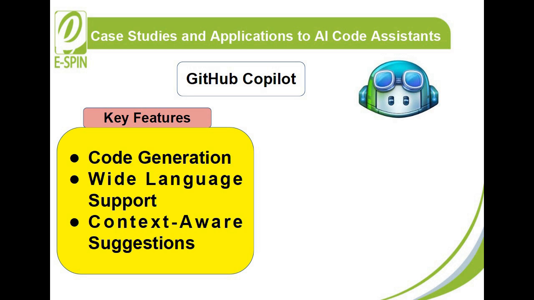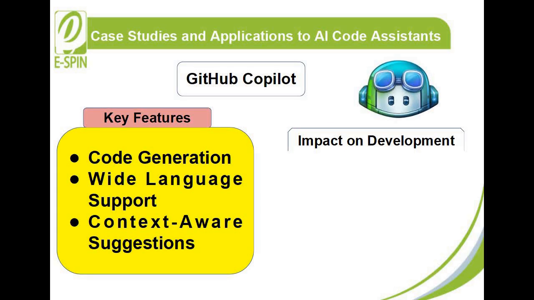making it versatile for developers working on different types of projects. Third key feature is context-aware suggestions. The tool understands the context of the code being written and provides relevant, in-context suggestions that align with the developer's intent.